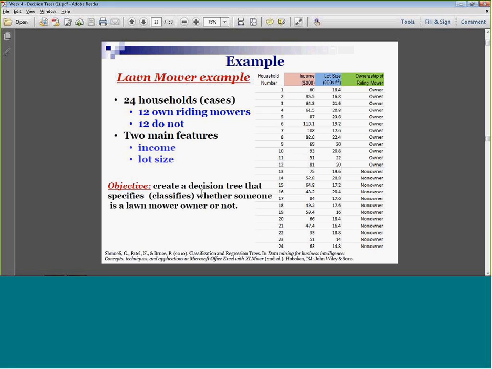The objective is to create a decision tree that classifies whether someone is a lawnmower owner or not. So that when someone comes in, we ask them a couple of questions, maybe about their income, maybe about their lot size. Not sure yet until we build the tree. And we say, I think you own a riding lawnmower, or I don't think you own a riding lawnmower. Right now, we would be guessing, because half the people in our data set from the past do own a riding mower, and half don't. And we don't seem to have any clear-cut thing here.